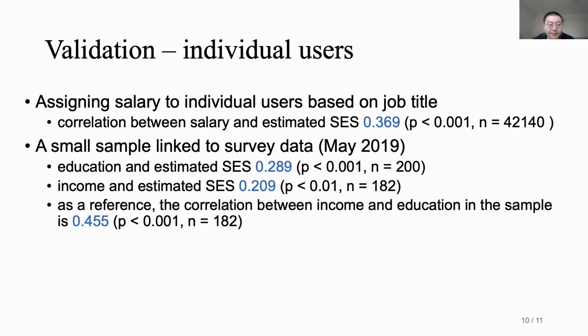0.209. It makes sense that the estimated SES has a stronger association with education than income because we are capturing more of the cultural aspect than the economic aspect. As a reference, the correlation between income and education in the sample is 0.455, which could be interpreted as the highest we can get.